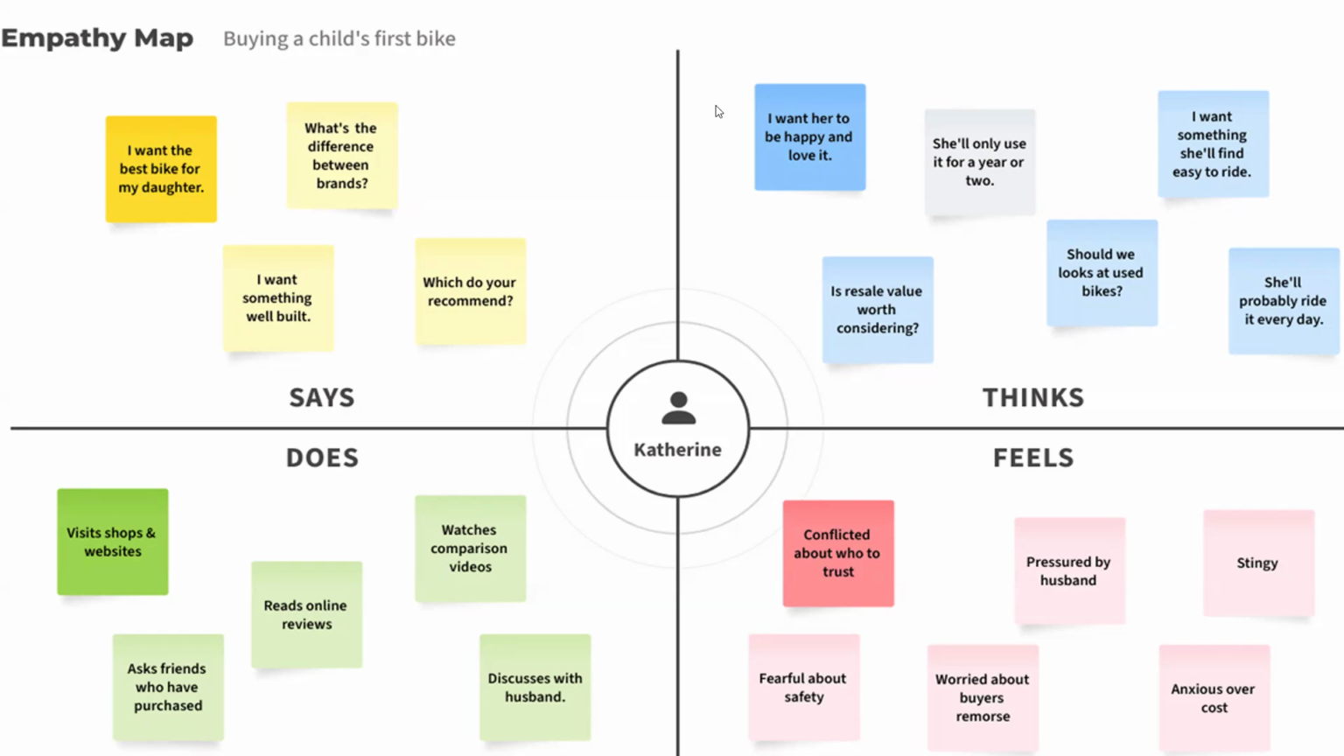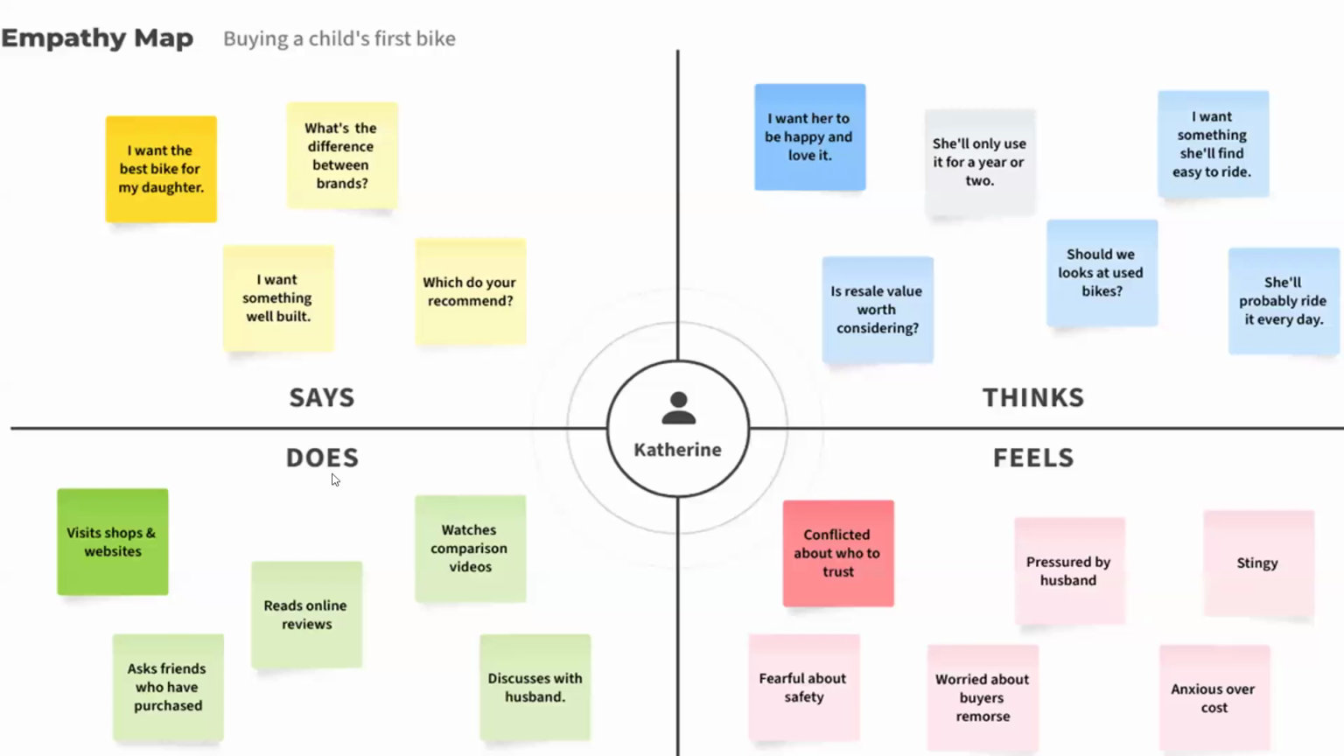What all is he thinking? He's thinking that I want her to be happy. Is a resale value worth considering? Like you also, if you want to buy something, there are a lot of things coming in the mind. है ना तो क्या क्या सोच रहा है should I buy? She may only use it for a year or two. उसके बाद the child grows up, the cycle has to change. So there should be some option for that too. Should we look at the used bikes so that I don't spend much, but then still I have an option? I want something she'll find easy to ride. It should not be a very complex thing with some complex features. So these kind of things you are thinking.